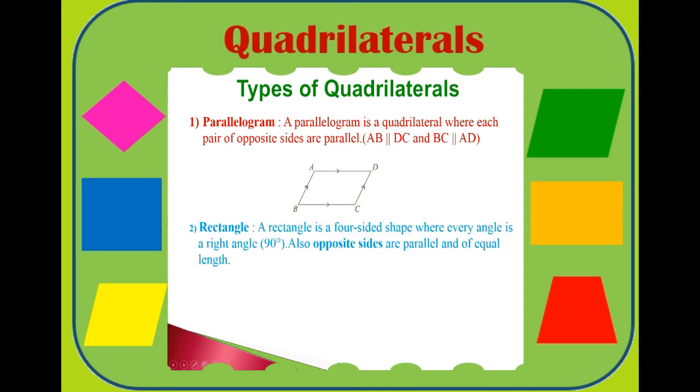Rectangle. Another type of quadrilateral is the rectangle. A rectangle is a four-sided shape where every angle is a right angle, meaning a 90-degree angle, and its opposite sides are parallel and of equal length. This is an example of a rectangle. All four angles of a rectangle are 90 degrees and its opposite sides are parallel and equal in length.